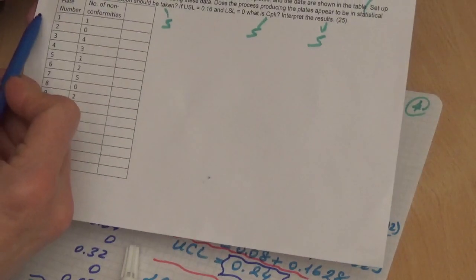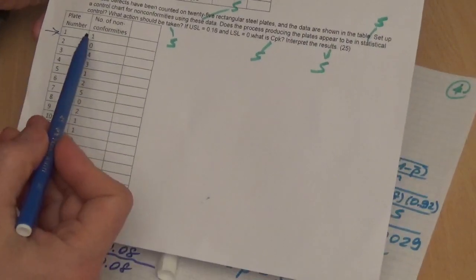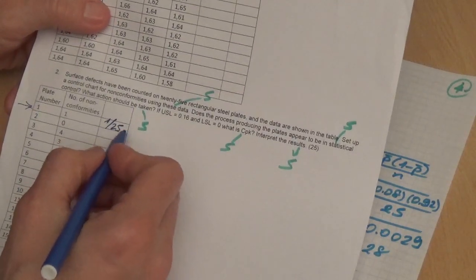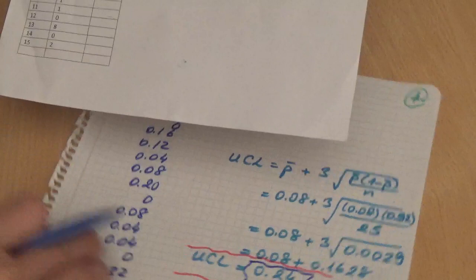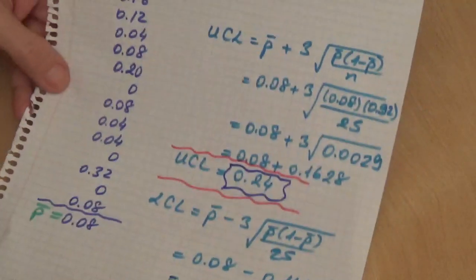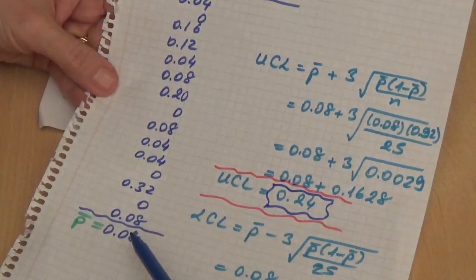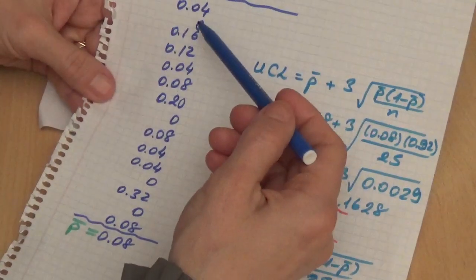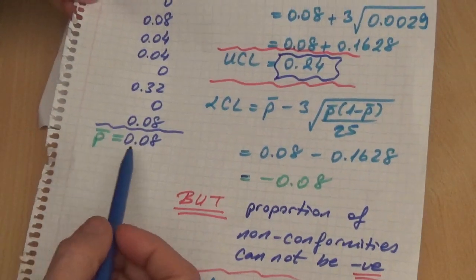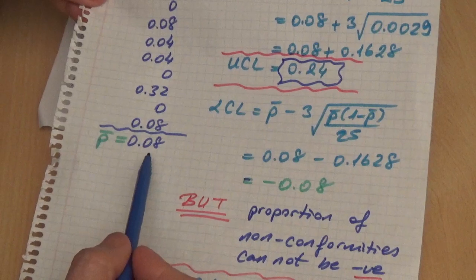How do we find it? Since for each time we have 25 plates, we need to divide 1 by 25, 1 over 25, to find the proportion of non-conformities. So here are the values that should be calculated, and when we write them, add them and divide by how many? 15. Divide by 15, we find that the average non-conformities proportion is 0.08.